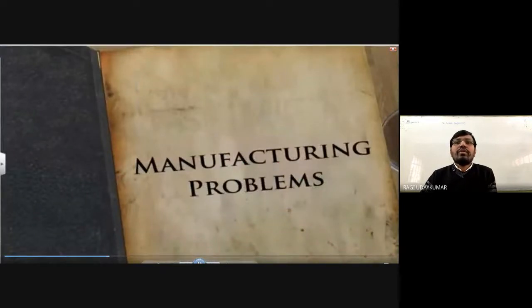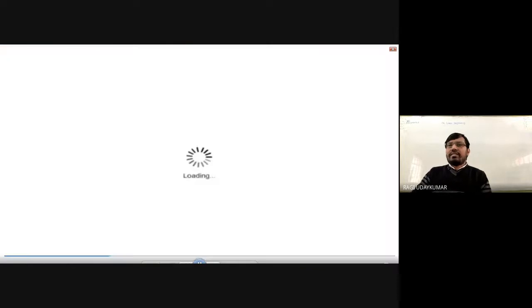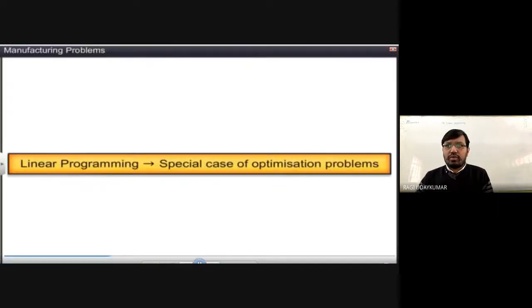So next we are going to have manufacturing problems. Another model of problem is manufacturing. Here there will be tight problems, along with transportation. The next upcoming problems are of one model. Let us discuss. These are manufacturing problems. Linear programming is a special case of optimization problems.